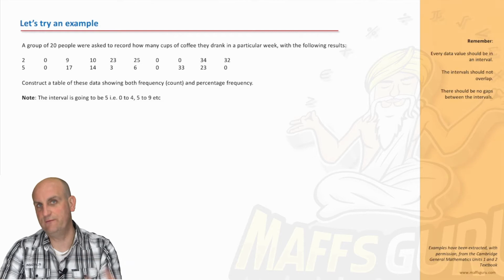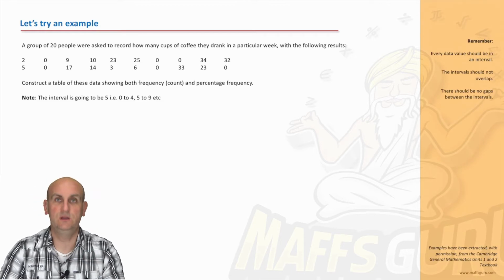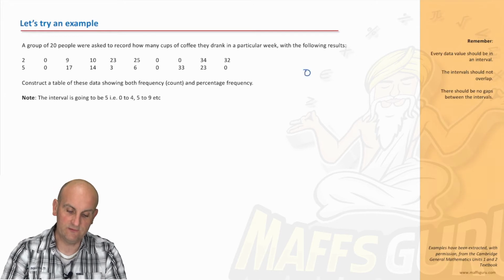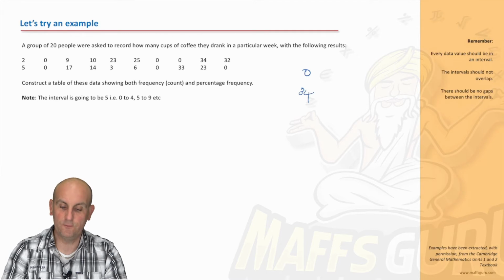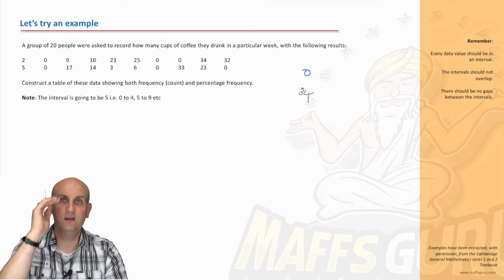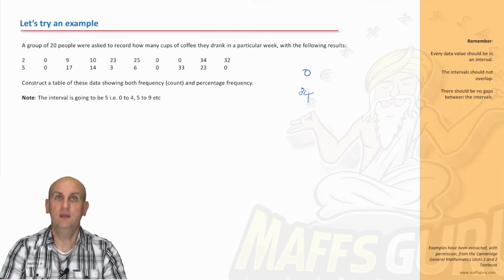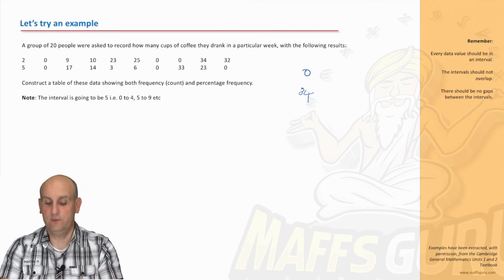So let's have a look at another example now. With this situation, we notice that our data is much, much wider. If we look at our lowest number here, it is 0. What is our highest number? It seems to be 34. Now in this situation, we're not going to end up with 34 rows in our table. That would be ridiculous. So we're going to have them in an interval. We're going to group them.